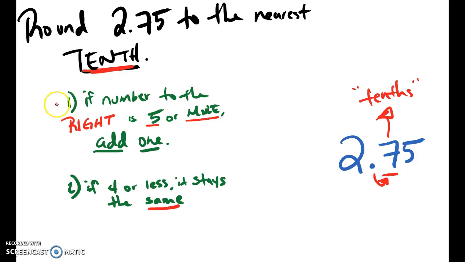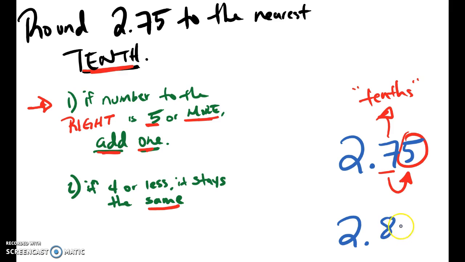Okay, and then we refer back to our rules. The first step we must do is, if the number to the right is 5 or more, you add 1. So from this 7 that's in the tenths place, we look at the number directly to the right of it. If this number is 5 or more, then we add 1 to this 7. As we can see, this number is exactly 5, so we're going to add 1 to the 7. It's going to become 2.8.